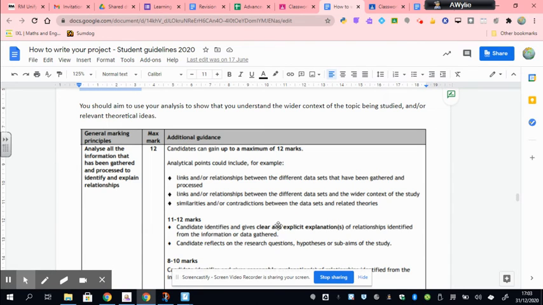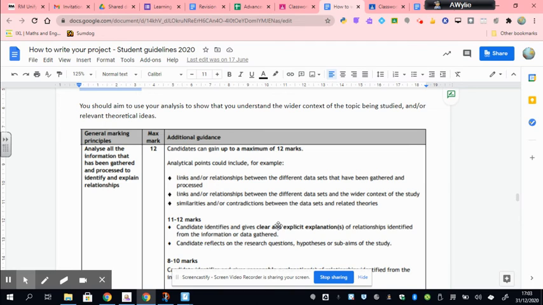So for example, if we think back to Higher Geography, Bradshaw's model was a theory which you established in the background research section of your Higher project. Then when you were writing up your findings, you were telling me whether discharge was increasing or decreasing. And then you were linking back your findings to the actual theory of Bradshaw's model and whether Bradshaw was accurate or not. So you want to be doing a similar thing.